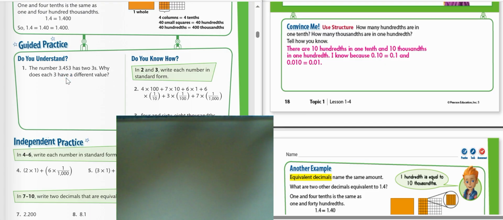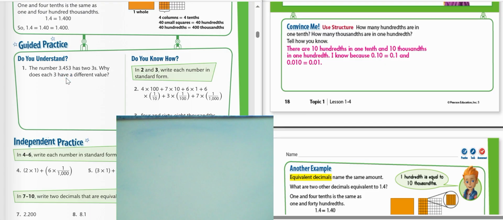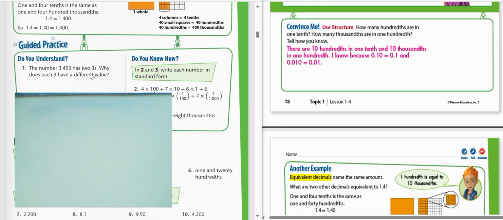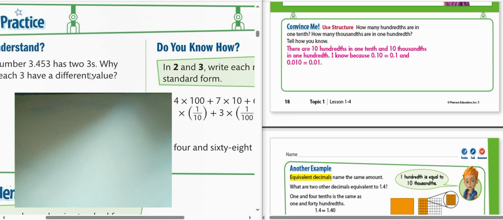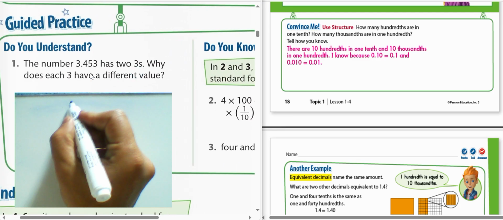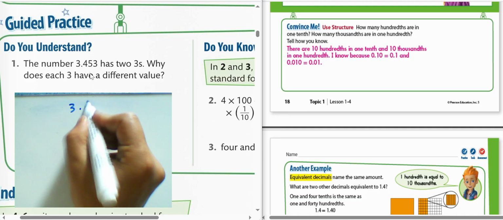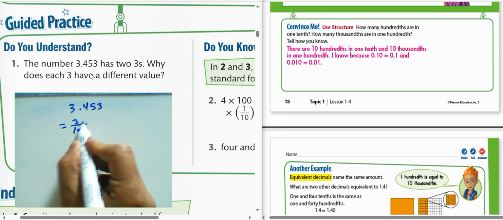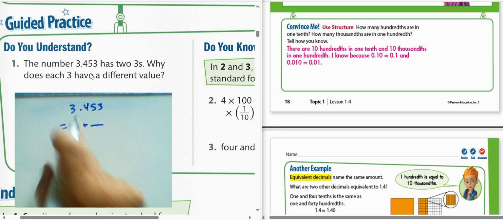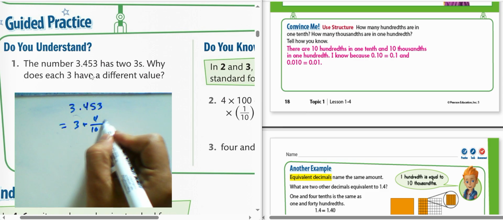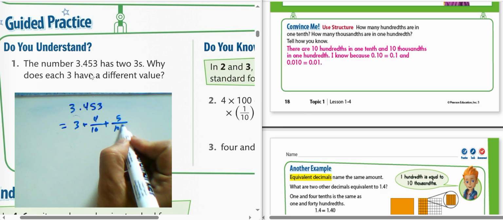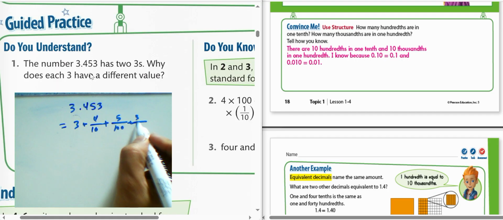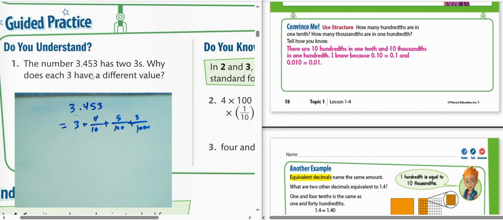So here is the value of the first digit. 3 here lies in the ones place. The value of the digit 3, it will be 3 and 453 thousandths. It will be 3 ones, and 4 over 10, and 5 over 100, and 3 over 1000.